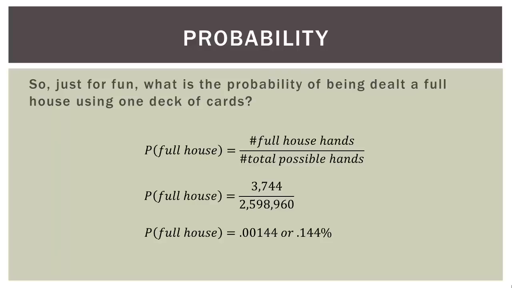It's pretty low odds, isn't it? It's very rare. So the probability of getting a full house if you're randomly dealt five cards from a deck of cards is about 0.15%. It's a very rare occurrence.